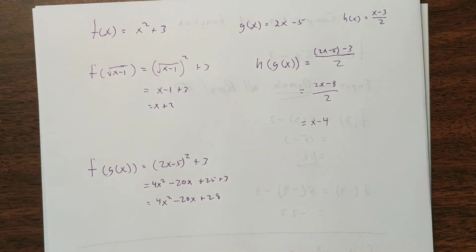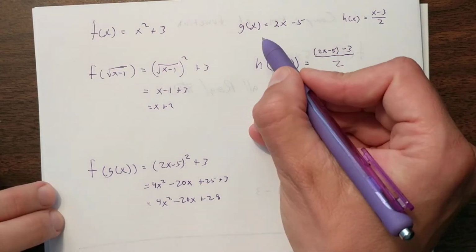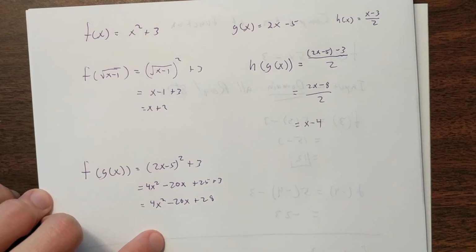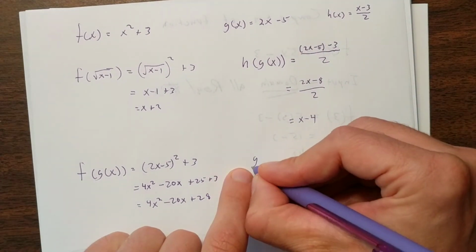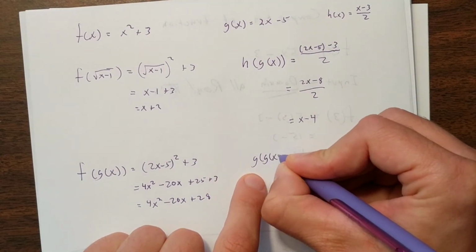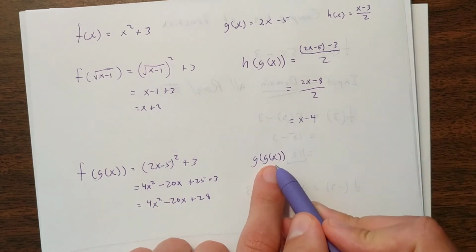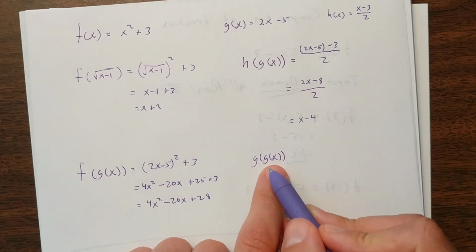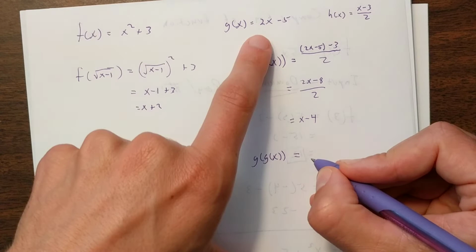So what that is basically is a composition of functions. You can also do a composition of the same function. So what if I did g of g of x? That means in place of x, I'm going to put another function of g of x.